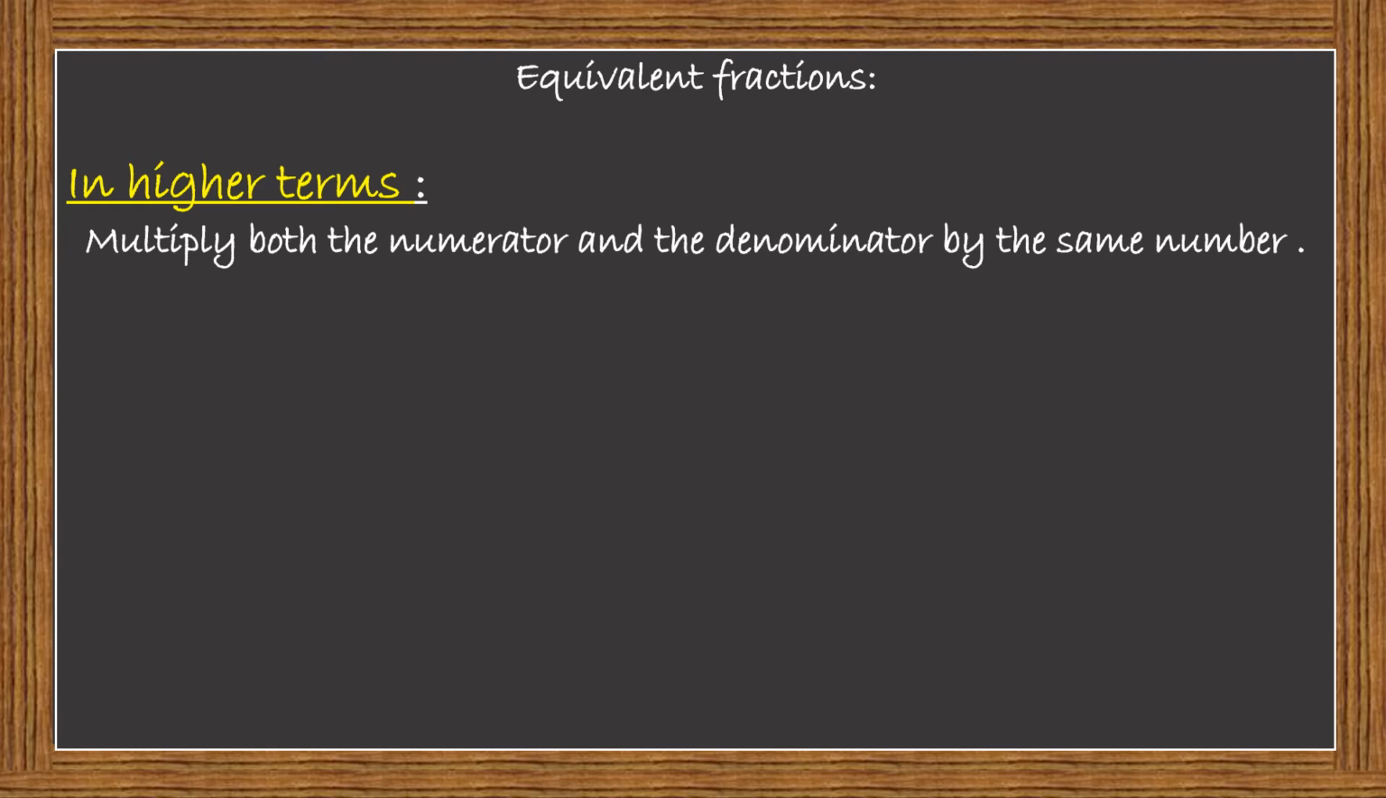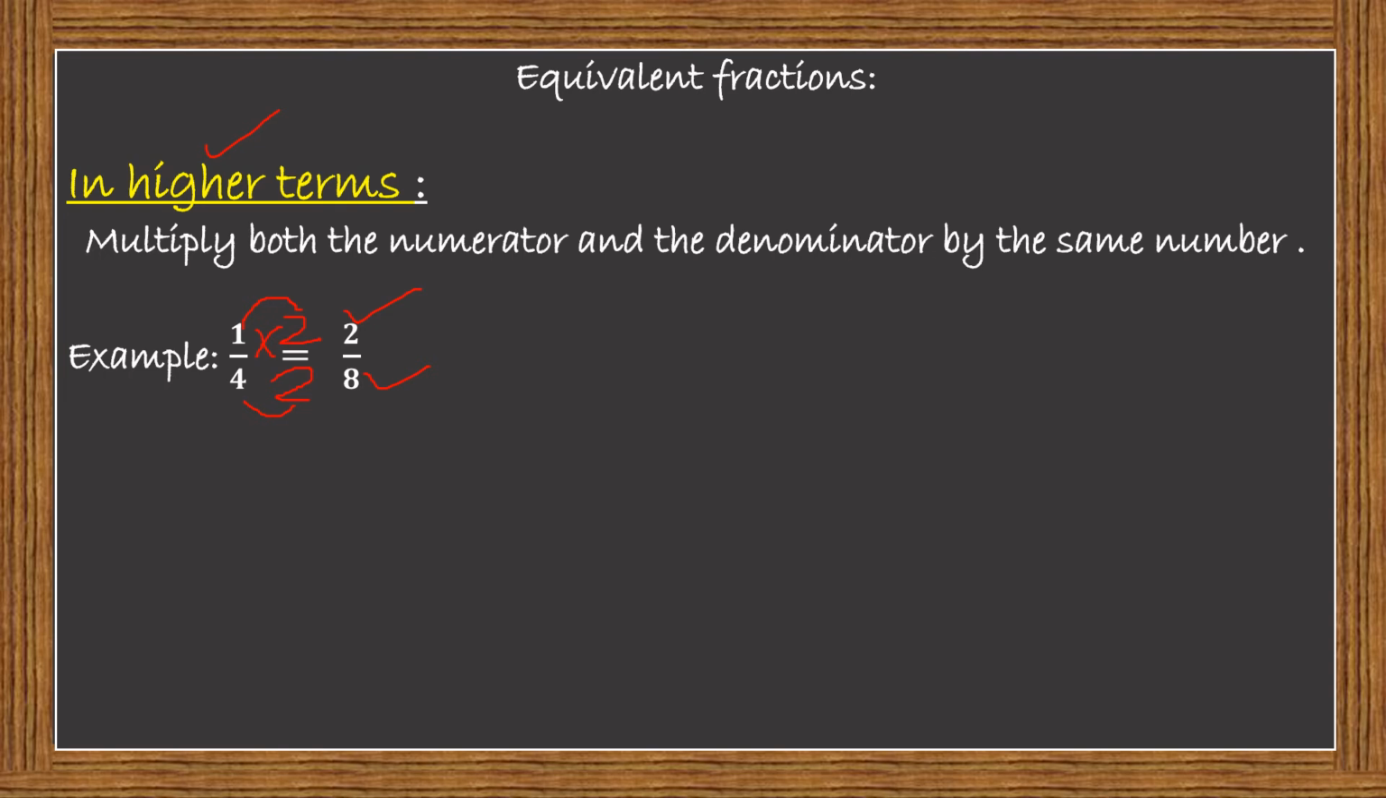Means if you want to find the equivalent fraction of a given fraction in higher terms, we multiply the numerator and denominator by the same number. For example, if my fraction is 1 upon 4, I am multiplying 1 upon 4 by the same number, that is 2, numerator and denominator also by 2. So 1 into 2 is 2 and 4 into 2 is 8. So 2 upon 8 is an equivalent fraction in higher terms of 1 upon 4.